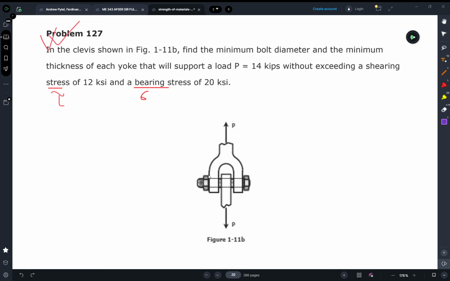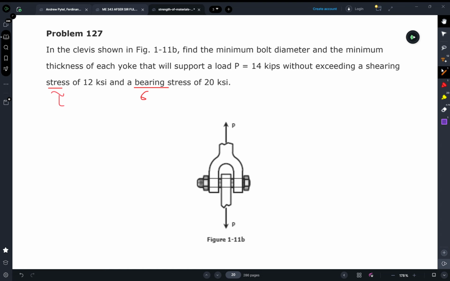Hello everyone, today we are going to solve a problem according to the bearing stresses. Let's just read out the question. In the sleeves shown in the figure 111b, find the minimum bolt diameter and the minimum thickness of each yoke that will support a load P equals to 14 kips without exceeding a shearing stress of 12 ksi and bearing stress of 20 ksi.